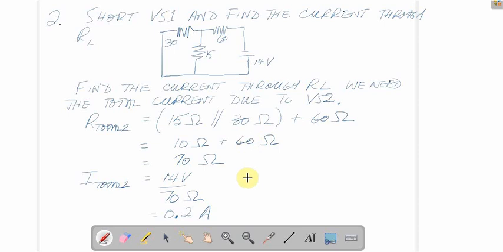Next thing is we want the current through the load. So we're going to have to use the current divider formula. And be careful, we're taking the total current, but the resistance is really just the resistance in that parallel portion. So be careful with this current divider formula. We have 15 in parallel with 30, and we're trying to figure out the split. How much current will go through that 15 ohm resistor?